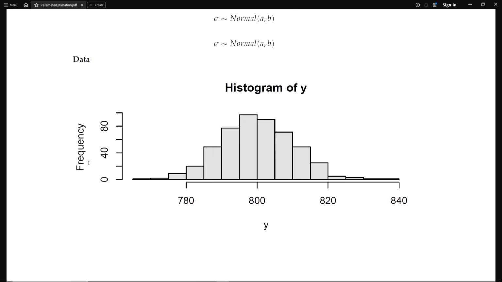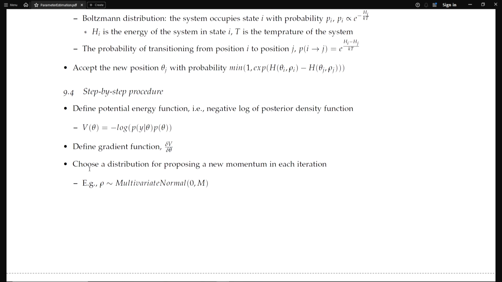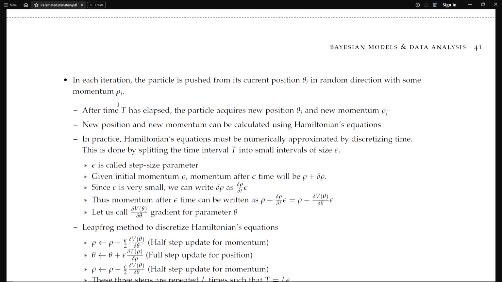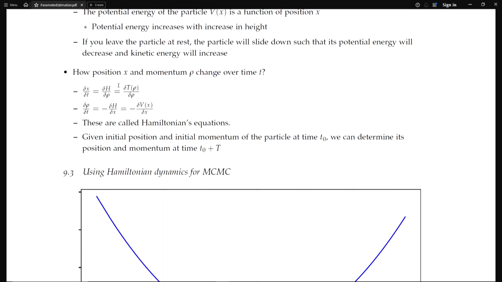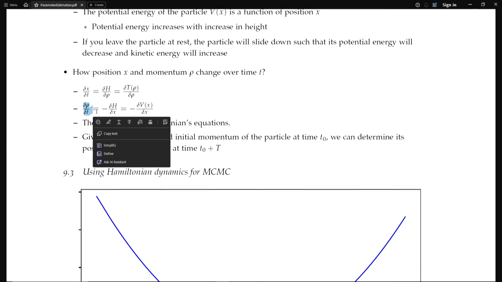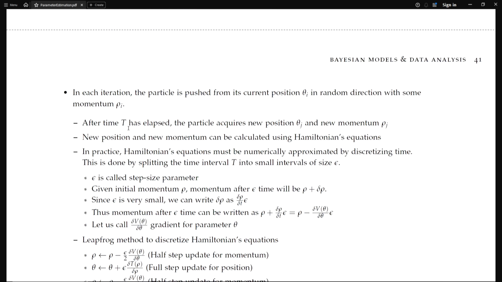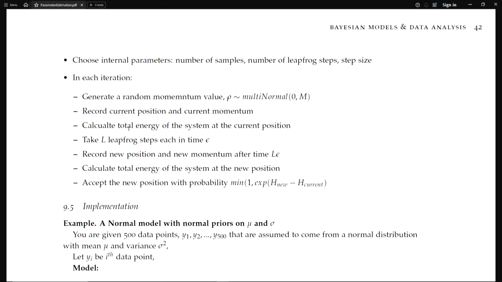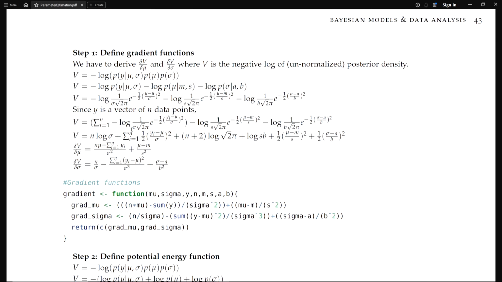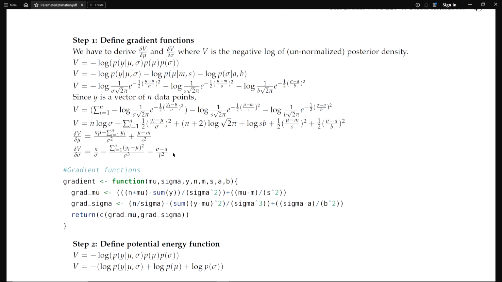Remember the Hamiltonian equation for change in momentum with respect to time. The change in momentum with respect to time is given by the negative of the change in total energy with respect to position, which will be the negative of the change in potential energy with respect to position. So this particular gradient will give me the rate of change in momentum.